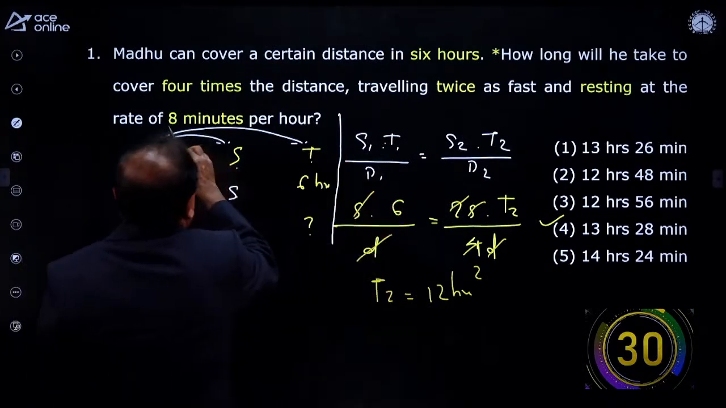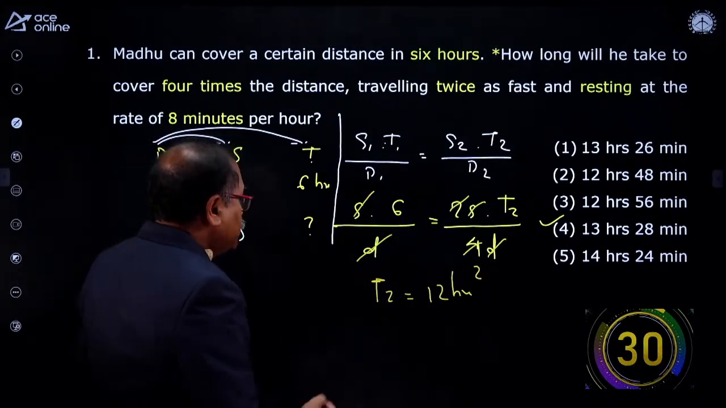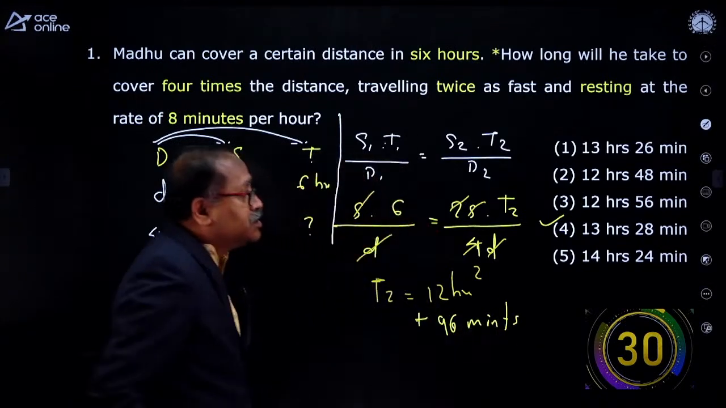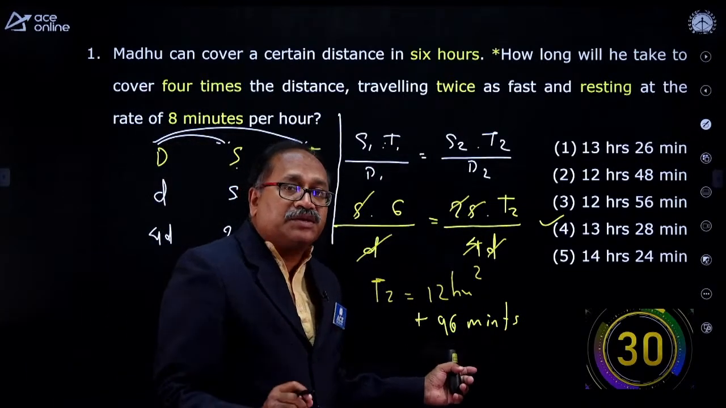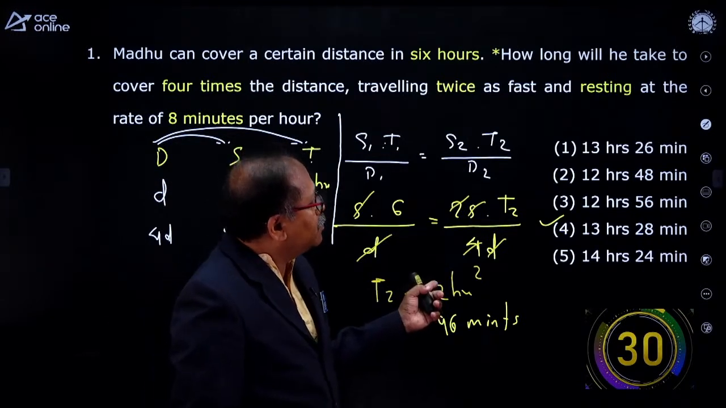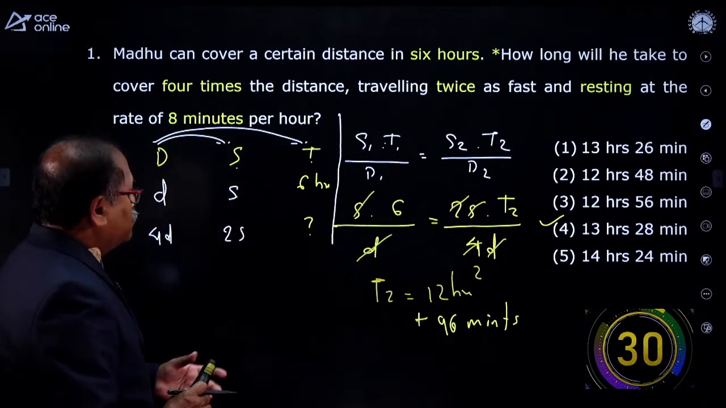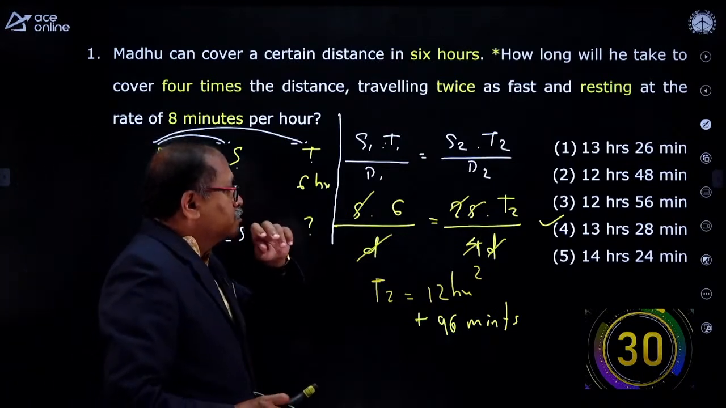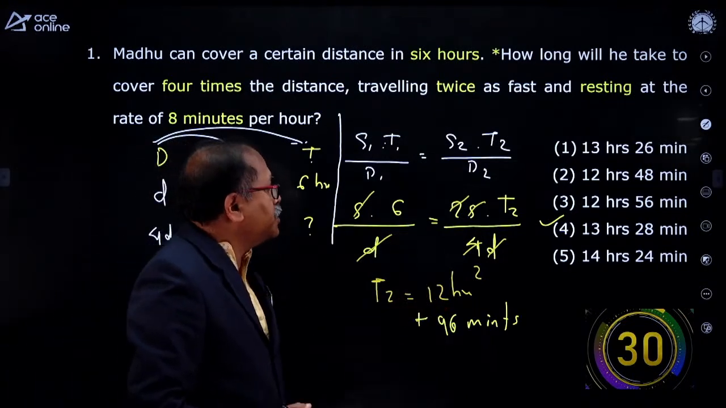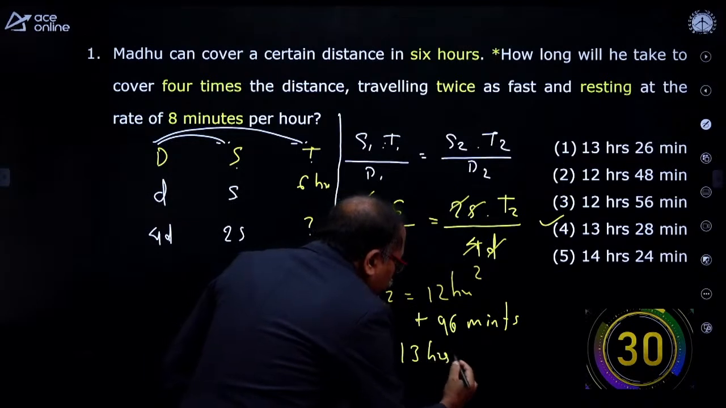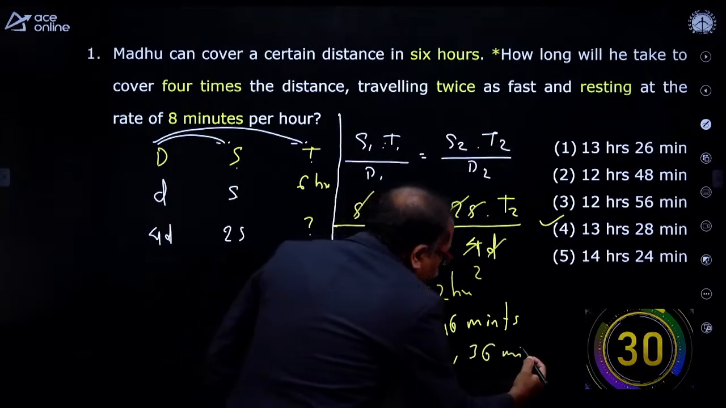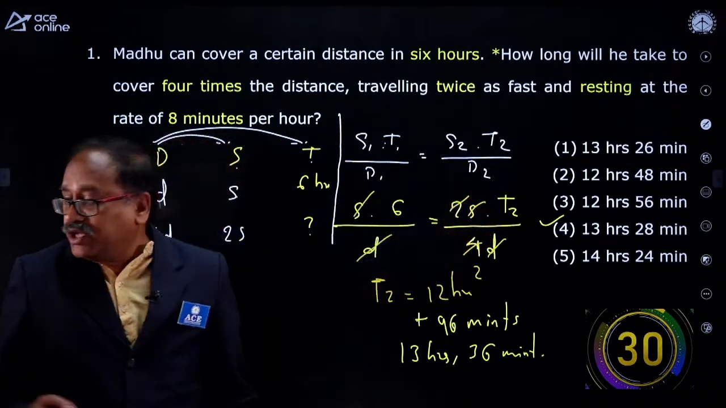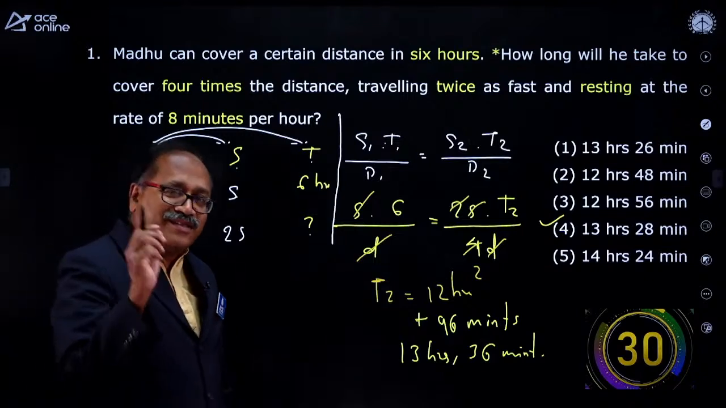Here, per hour 8 minutes. Then 12 hours, 12 times 8 is 96 minutes. So the rest time I need to add is 96 minutes, which is 1 hour 36 minutes, that is 60 plus 36. So 13 hours 36 minutes is what I am getting here. Neither option is 13 hours 26 minutes nor 13 hours 28 minutes. What is the answer?